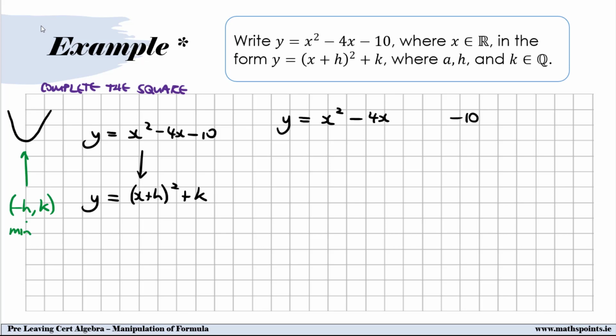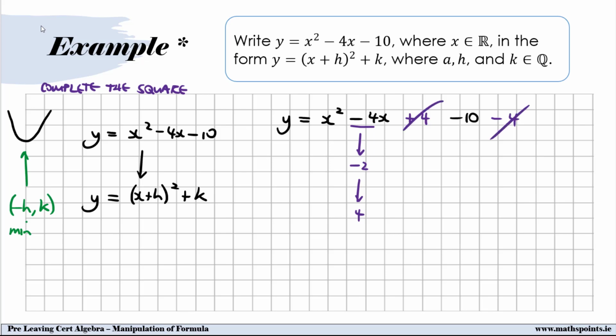And what I'm going to do is find a number to both add and subtract to this equation. Now how do I find that number? I take the coefficient of the x, minus 4, and I half it to give me minus 2, and I square it to give me 4. So I'm going to add a 4 and subtract a 4 to this equation.